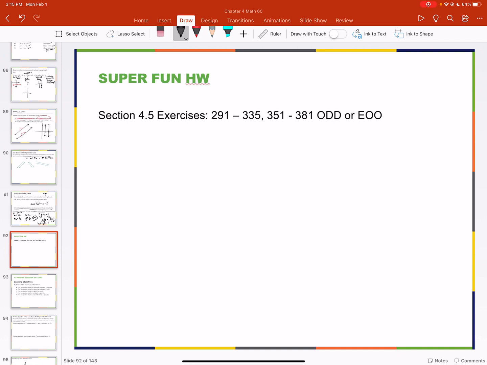All right, and that's it for section 4.5. So for this exercise, you can start at 291 and at 335, and then skip the problems until 351 to 381. Now, again, you can do odd or every other odd. That just depends on your schedule.